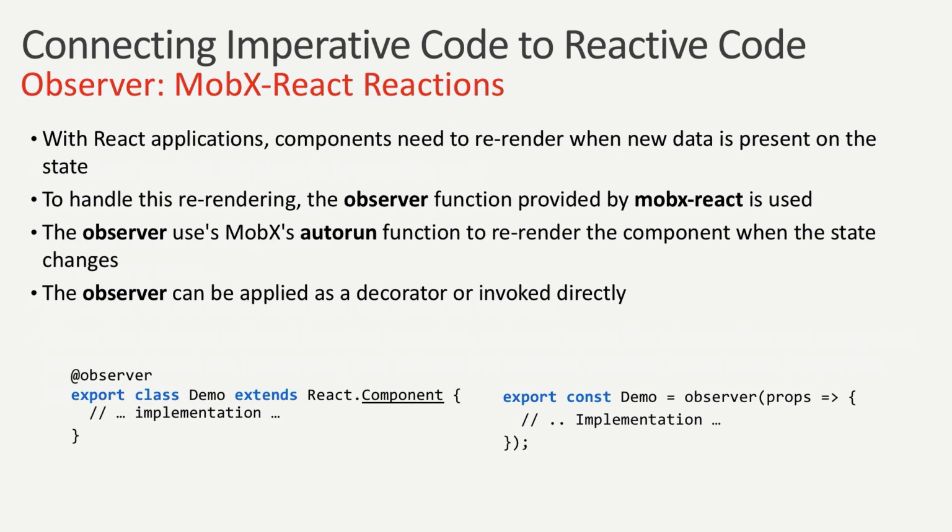To handle this re-rendering, we're going to use the observer function provided by MobX React. So we're going to pull in that MobX React package, and it's going to allow us to set up our components to be observers so they can respond to the changes that occur on the observable. Now the observer can be applied as a decorator or invoked directly on the component itself.